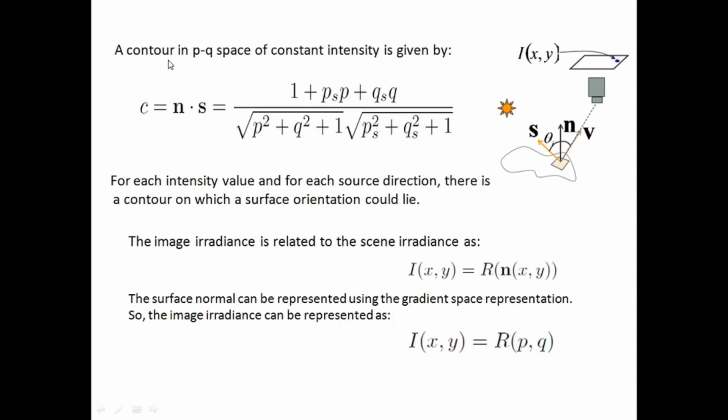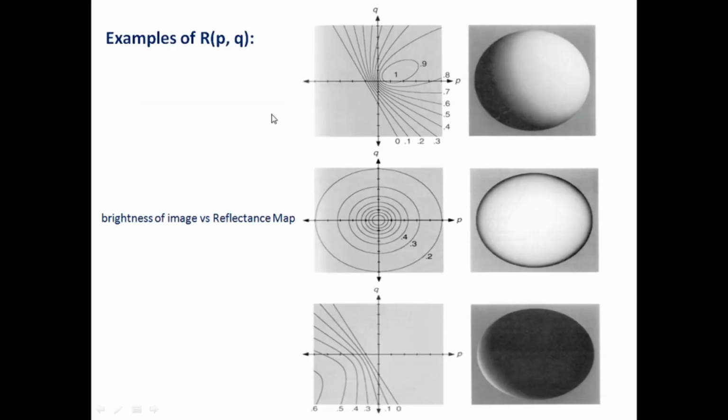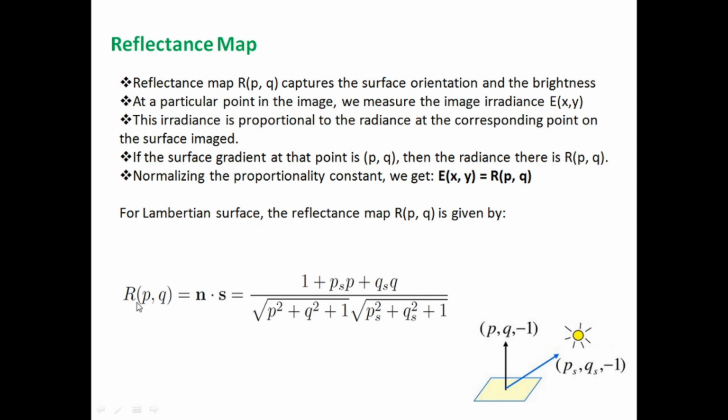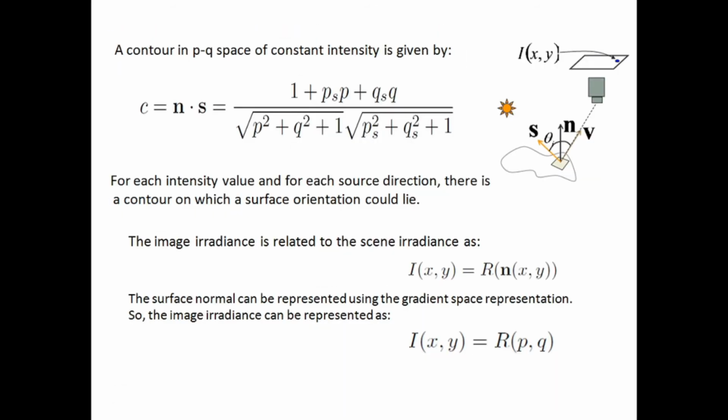So a contour in PQ space of constant intensity is given by C equal to N dot S, because we have seen this one here itself only: R of P comma Q, that means the radiance at that point that is being imaged, R of P comma Q equals the normal component dot the source vector, that is (1 plus PsP plus QsQ) by root of (P square plus Q square plus 1) into root of (Ps square plus Qs square plus 1). So it is an iso-contour, because it is a reflectance map.